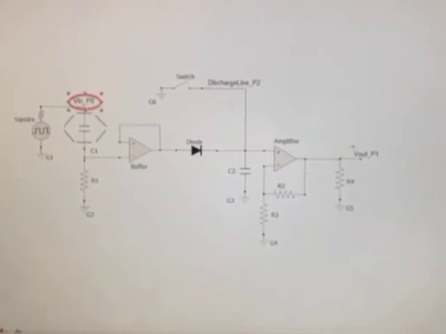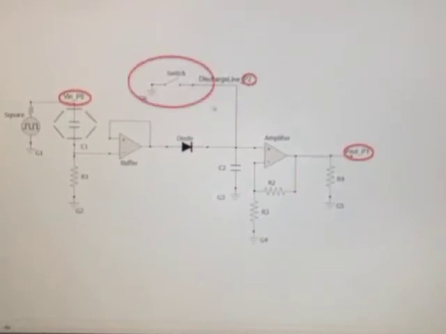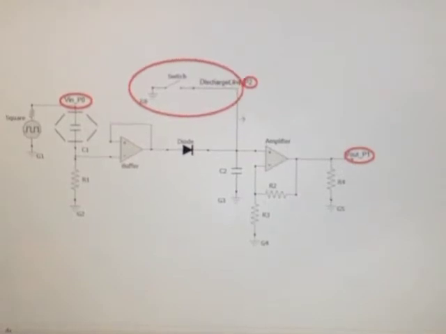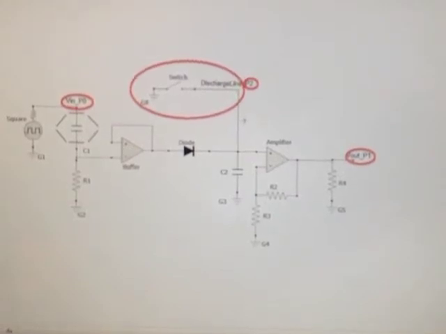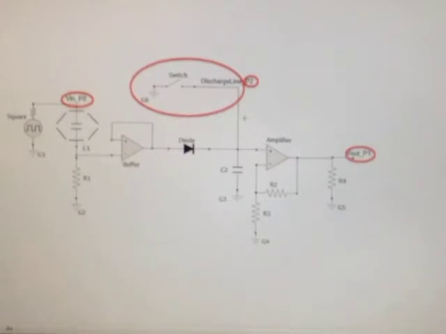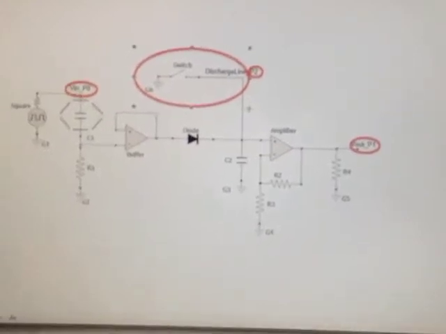Here is the final schematic for the circuit. Note the nodes P0, P1, and P2. They are all connected to the Arduino board. Node P2 is connected to the peak hold detector. The Arduino board acts as a switch that allows the capacitor C2 to discharge when the switch is closed.